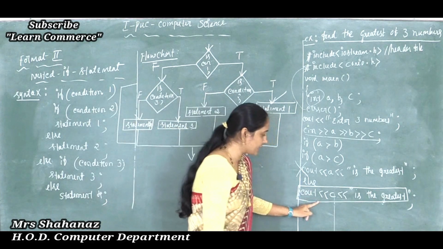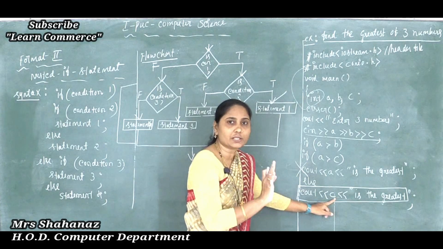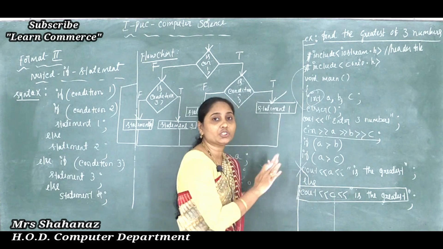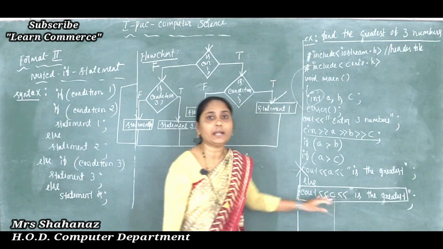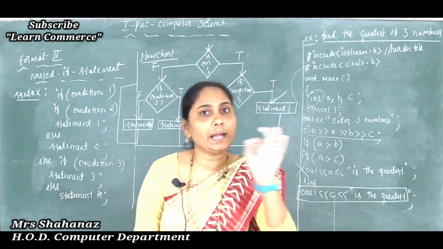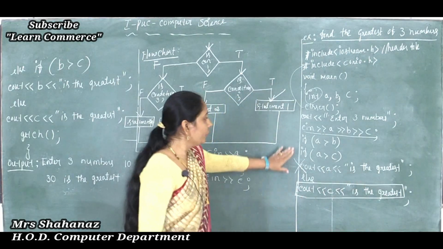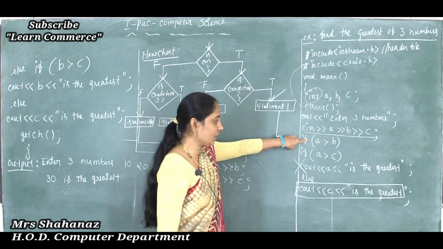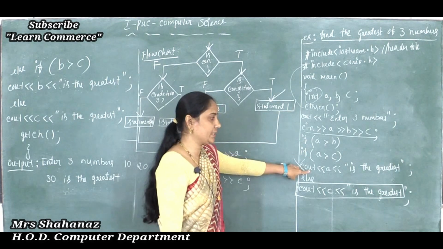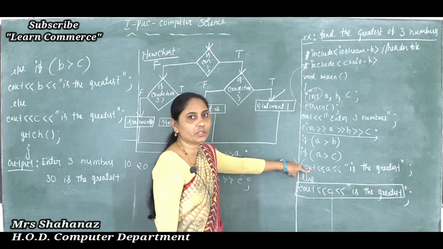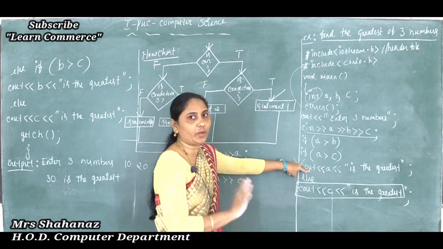So still we can say that now we only got one message: it is not the greatest, but we need to check with the other condition. Correct? Here we know that when you compare A and C, the C is the greatest. We know that when you compare the first condition and the second condition, if both conditions are true, A is the greatest, but both conditions are not true. Correct? If both are true, then only statement 1 is going to execute.